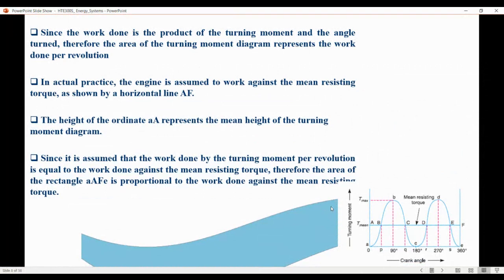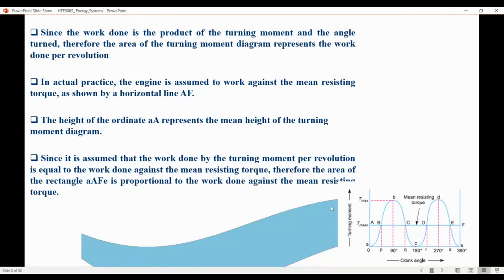They say in actual practice, the engine is assumed to work against a mean resisting torque shown by the horizontal line AF, right? Obviously, we discussed it. What we mean is that it is the torque required by the load. So it's working against it, right? That's the way they're perceiving it. And they're saying the height of the ordinate aA, small a to big A, represents the mean height of the turning moment diagram, right? Obviously, that's the mean torque, which is the same as EF.